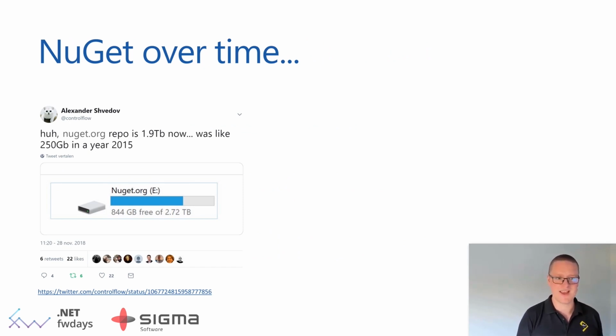In 2018, my colleague Alexander checked the NuGet.org repo and the packages that we indexed, and back then NuGet.org was close to 2 terabytes of data. I checked it last week, and right now it's close to 3.5 terabytes of data, so it's really growing fast. So NuGet is growing, and that means that essentially that API may also get slower if you would have to fetch a lot of pages from it.